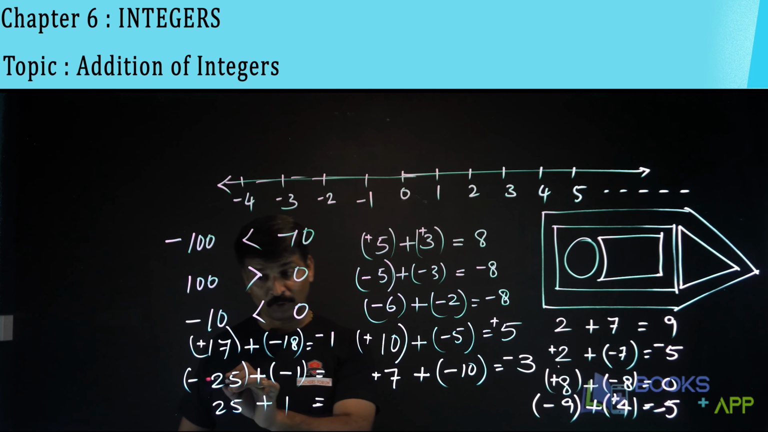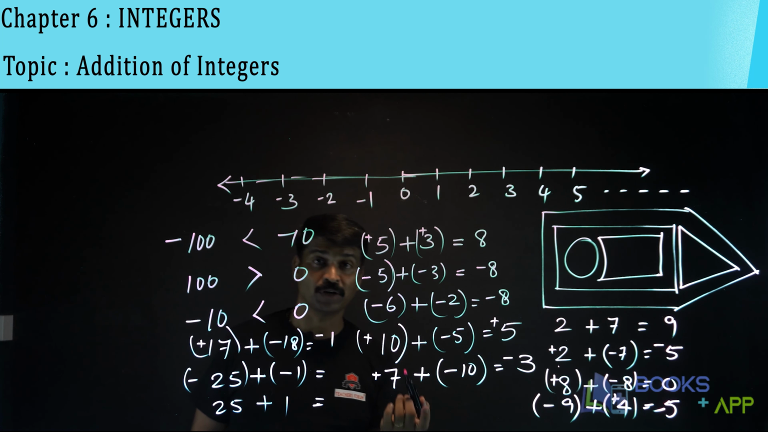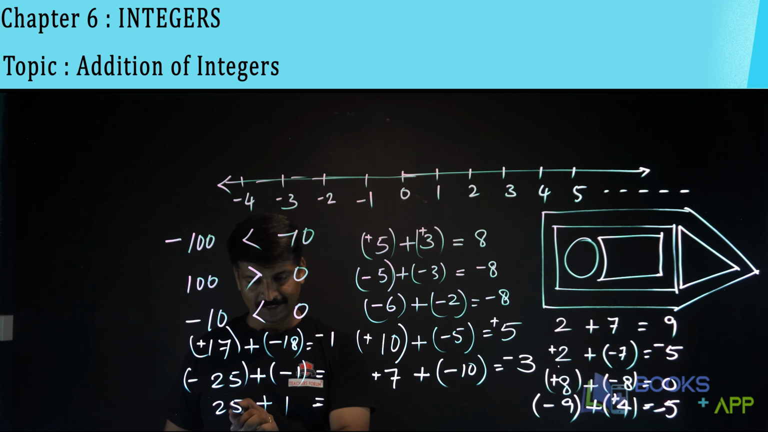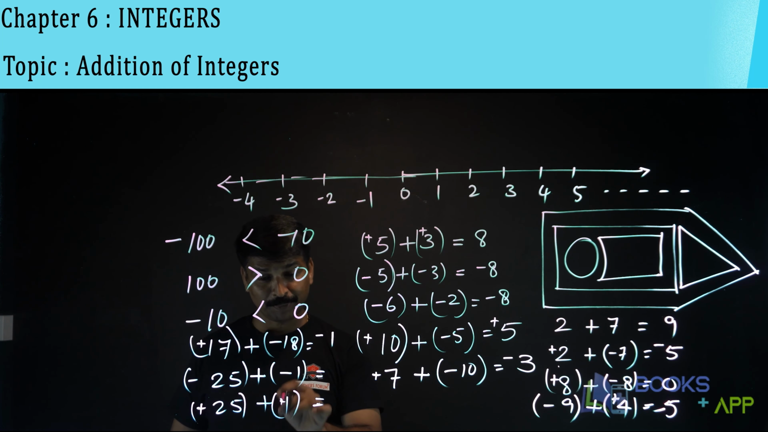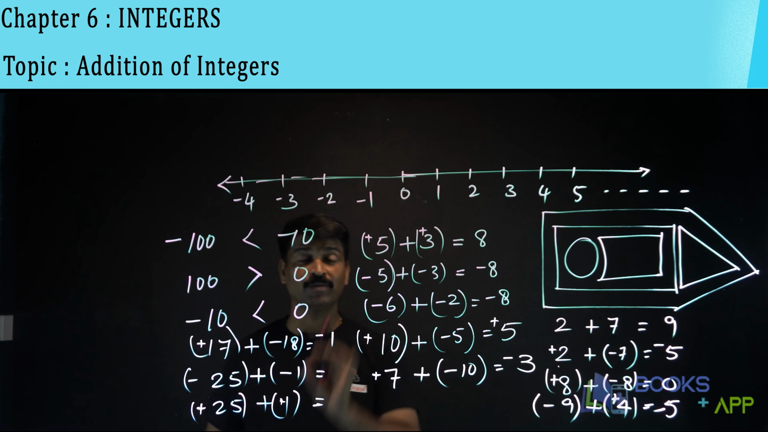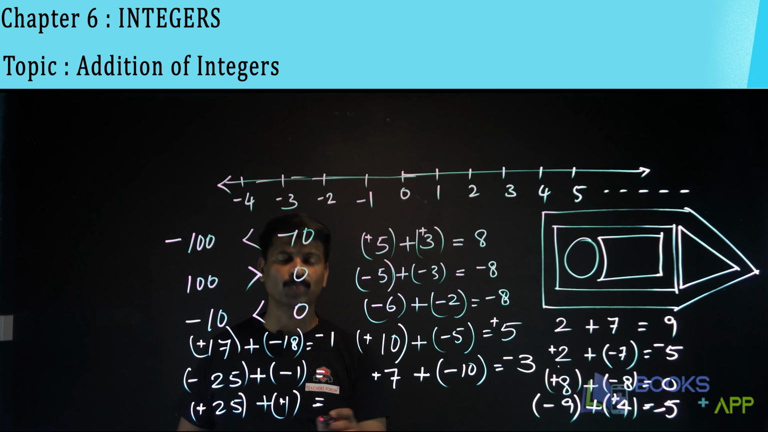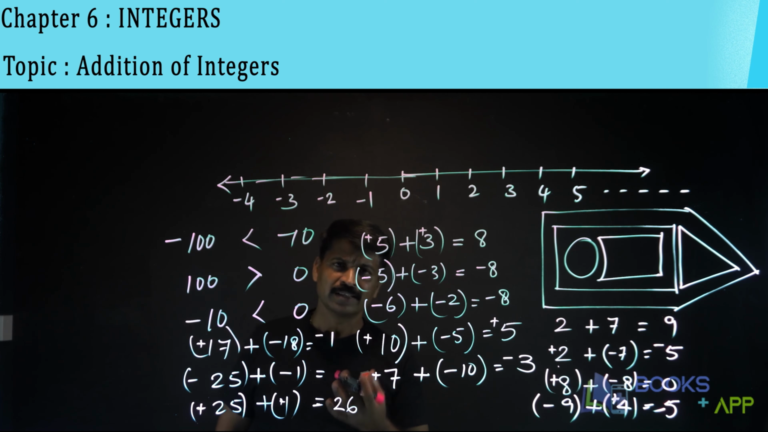Here, minus 25 plus minus 1. You see, both the numbers are negative numbers. So what you have to do before that? What is this? Plus 25. It is what? Plus 1. So when plus 25 and plus 1, when you add, what you will be getting? 25 plus 1, that is 26. You should keep the positive symbol. That is plus 26 or simply 26.